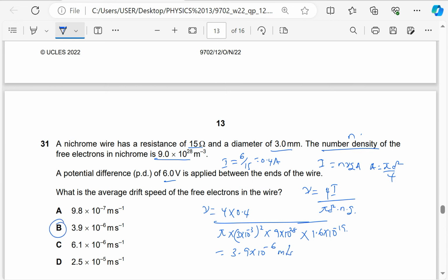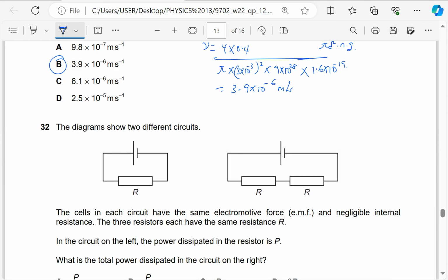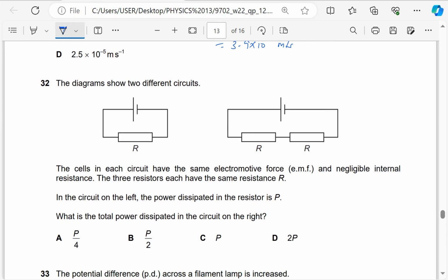So the answer is going to be B. The diagrams show two different circuits. The cells in each circuit have the same EMF and negligible internal resistance. The three resistors each have resistance R. In the circuit on the left, the power dissipated is P, so power here is P.